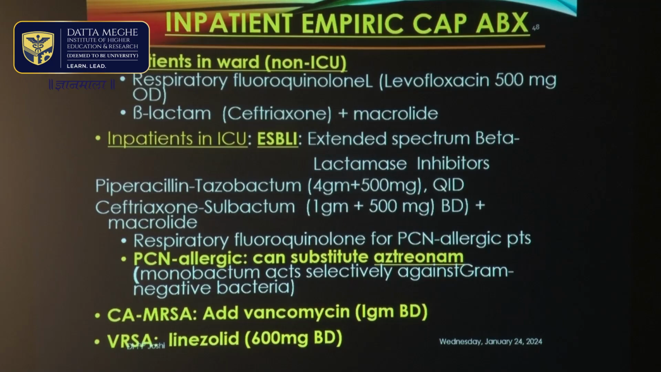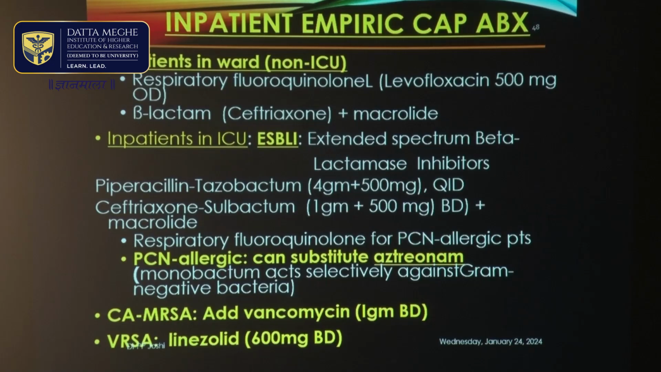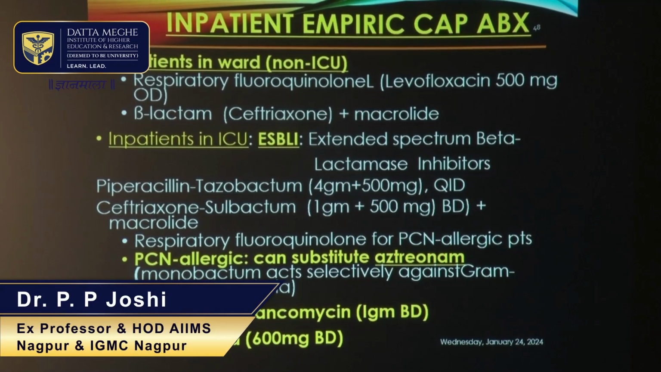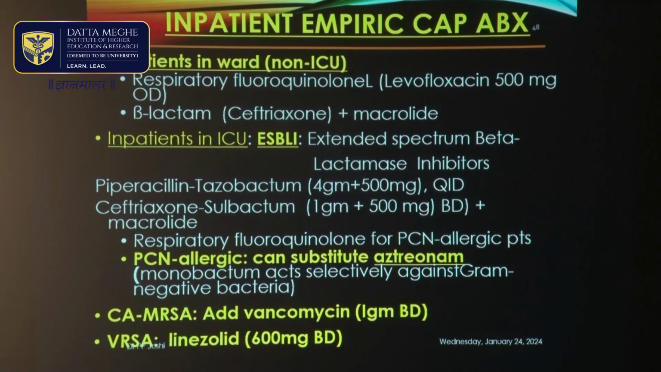a combination of piperacillin and tazobactam, dose of 4 grams of piperacillin and 500 milligrams of tazobactam given 4 times a day, or ceftriaxone and sulbactam, ceftriaxone 1 gram and sulbactam 500 milligrams given twice or thrice a day, combined with a macrolide. Now, if the patient is allergic to penicillin, then we can use aztreonam, which is a monobactam antibiotic, which acts selectively against gram-negative bacteria.